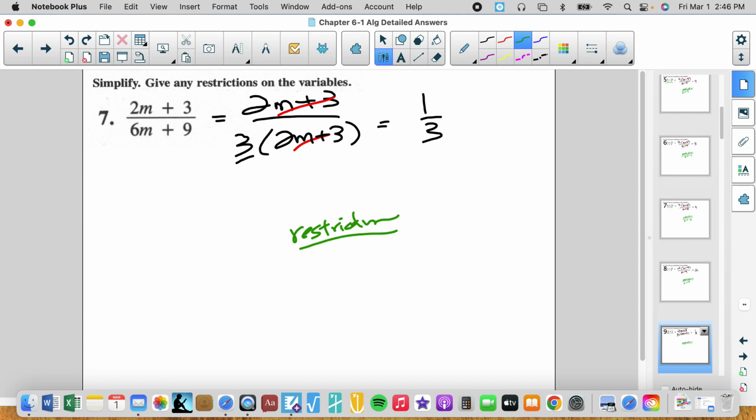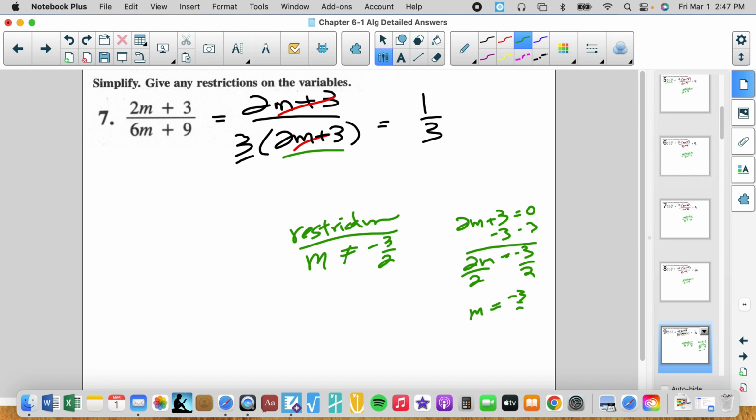is m cannot equal -3/2. Yeah, -3/2. And all you're doing is you're setting that equal to 0. So you do 2m plus 3 equals 0, minus 3. 2m equals -3. Divide by 2, divide by 2. M cannot equal -3/2.